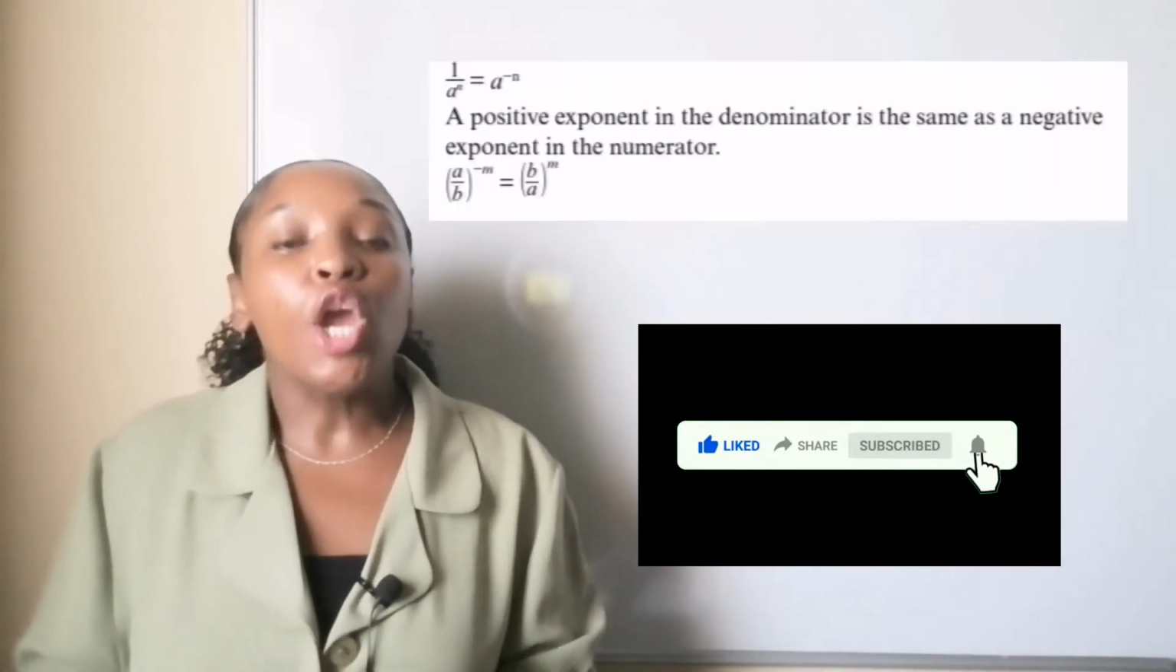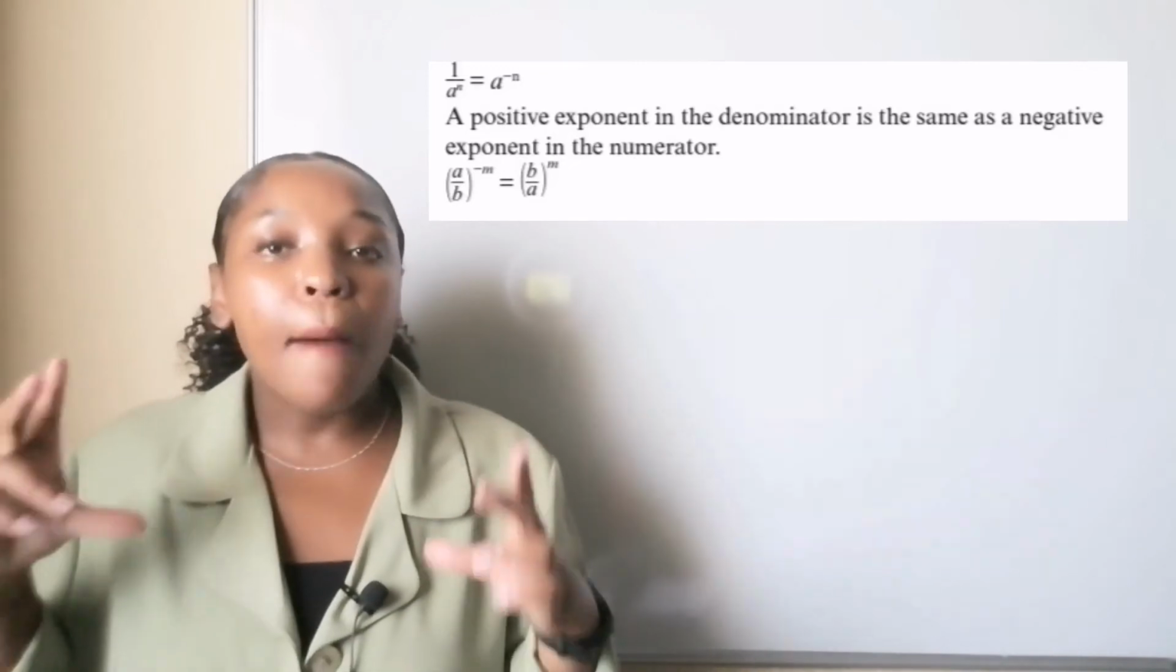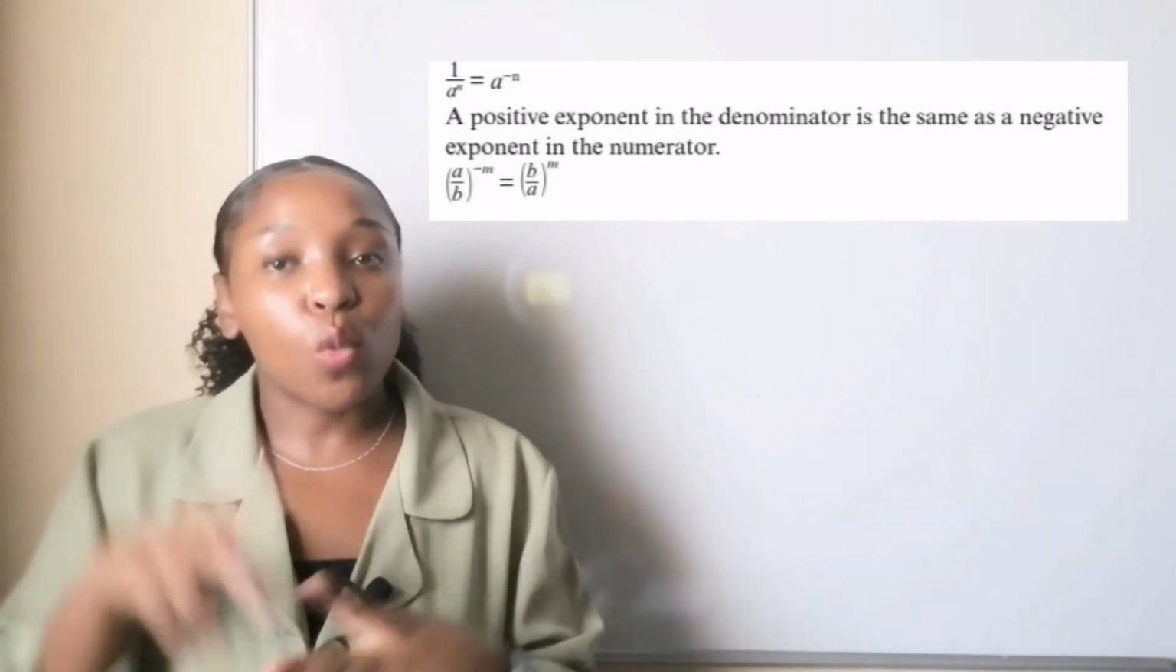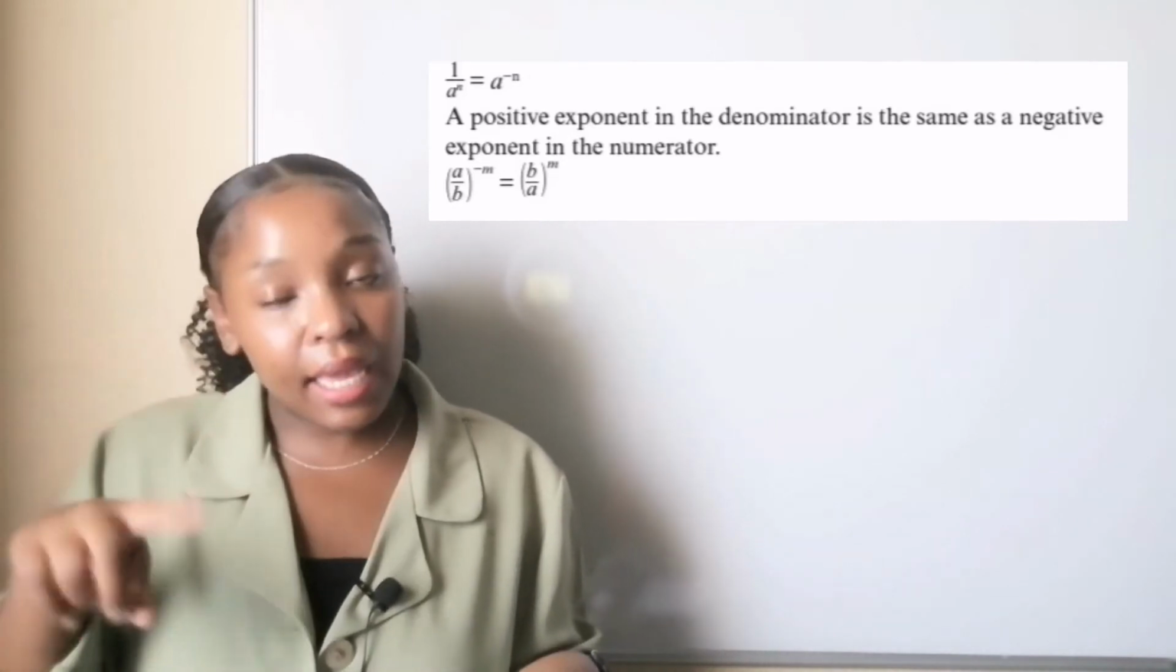And the last one is that if you have a negative exponent, you can rewrite that negative exponent as 1 over a positive denominator. So it's 1 over a positive a to the power of n and not negative n, right?